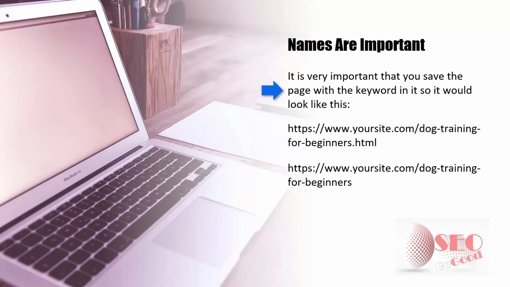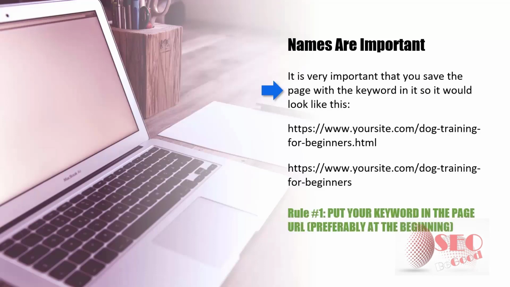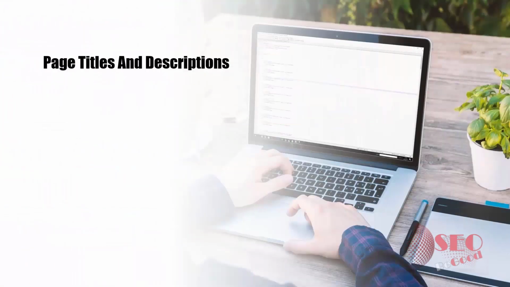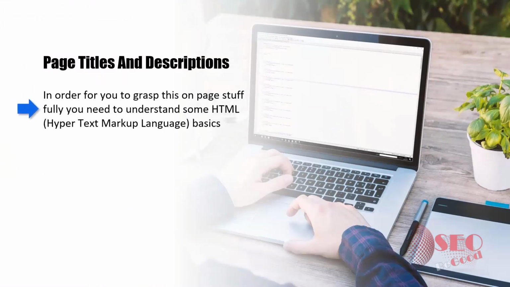This is very powerful, as the keyword you are trying to rank for is in your page address or URL, Uniform Resource Locator. Put your keyword in the page URL, preferably at the beginning. Page titles and descriptions. Okay, let's now focus on the actual page itself. In order for you to grasp this on-page stuff fully, you need to understand some HTML, hypertext markup language basics. Now, don't panic or switch off, as this is very easy to understand and remember.